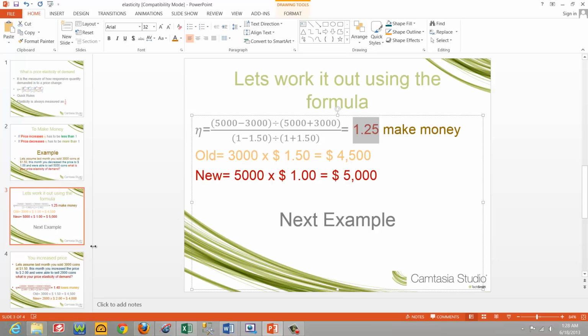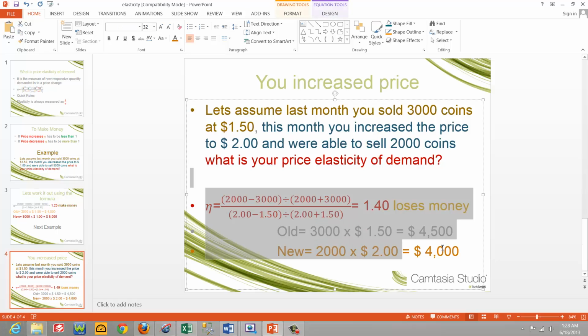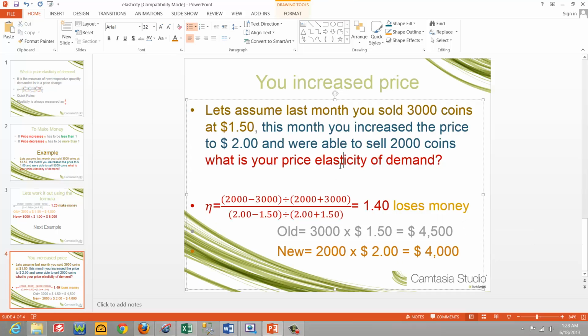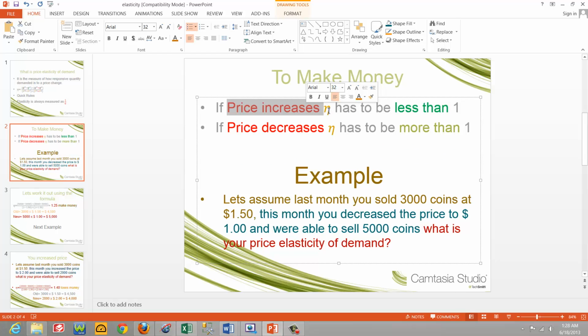Okay. Another example. Let's assume that last month you sold 3,000 coins at $1.50, which is, yes, same as over here. Except that this month, instead of decreasing the price, you increased the price to $2 and were able to sell 2,000 coins. What is your price elasticity of demand? Try to do this without looking at the answer below. Now, since you increase the price, n has to be less than 1 in order for you to make money. So if n is more than 1, you're losing money.